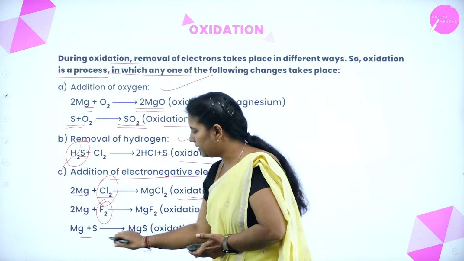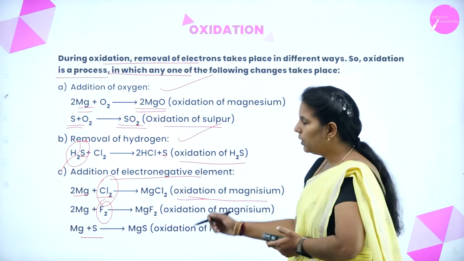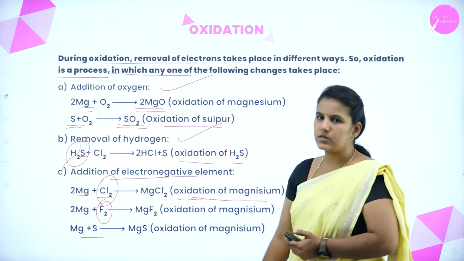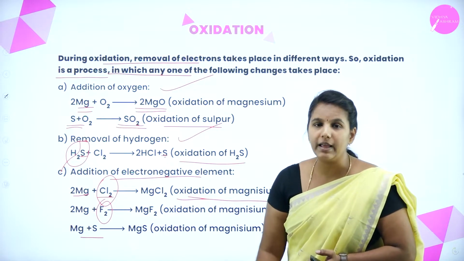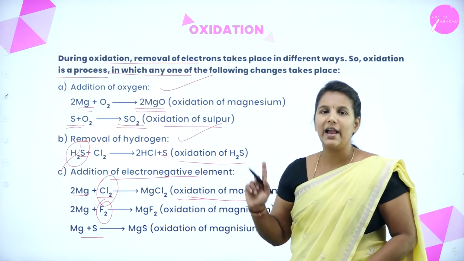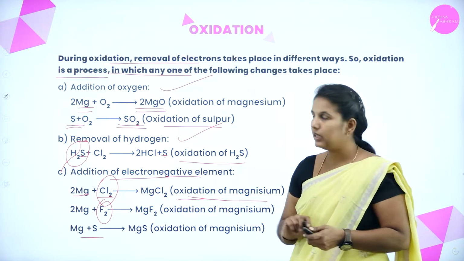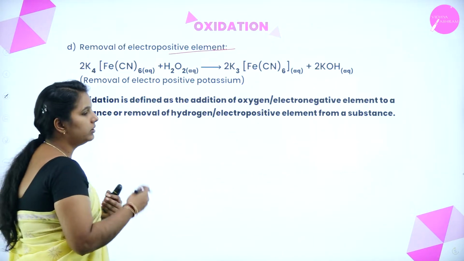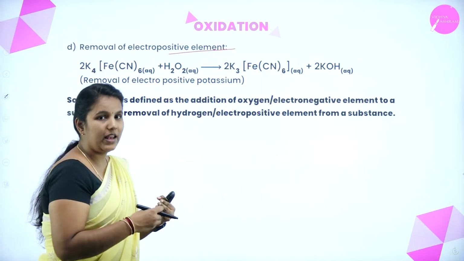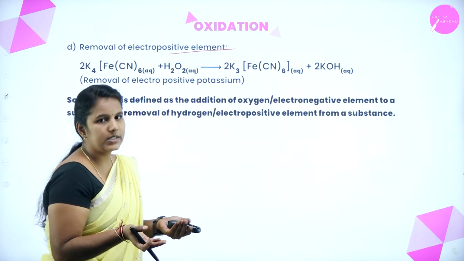Similarly, you can take another example, sulfur, which is added to magnesium and forms magnesium sulfide. Again, oxidation of the magnesium takes place because you are adding an electronegative element. And coming to the electropositive element, if you remove the electropositive element, then it is also oxidation.